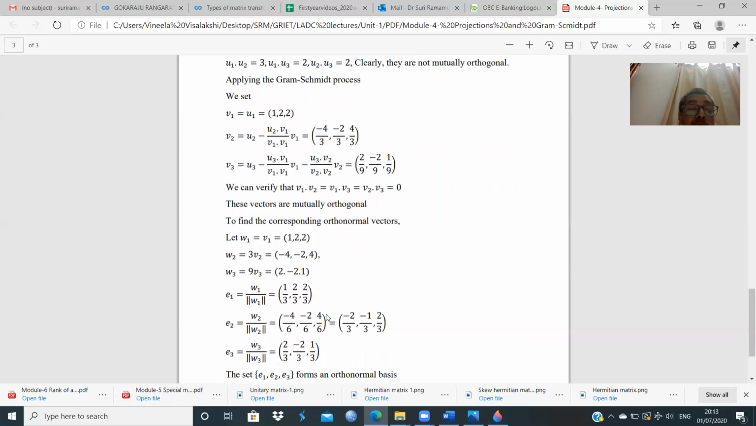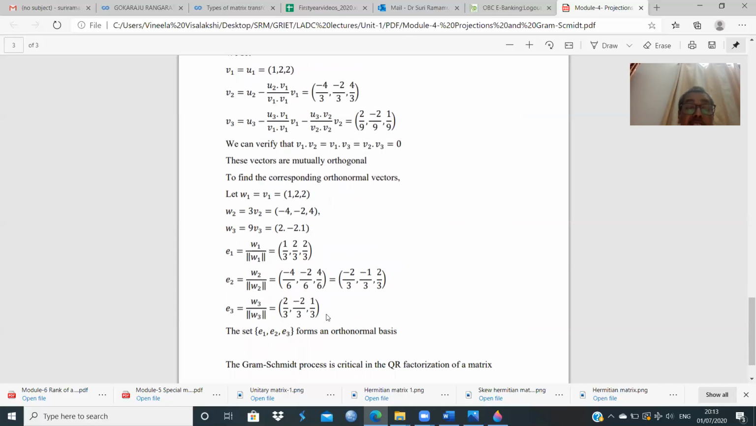Now let us build the orthonormal vectors e1, e2, e3 by dividing w1, w2 and w3 by the respective norms. And we get the three vectors e1, e2, e3 as (1/3, 2/3, 2/3), (-2/3, -1/3, 2/3), and (2/3, -2/3, 1/3). Thus, the set e1, e2, e3 forms an orthonormal basis, which means they are orthogonal, and further, they are all of unit length.